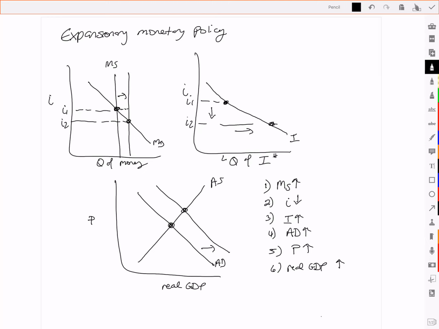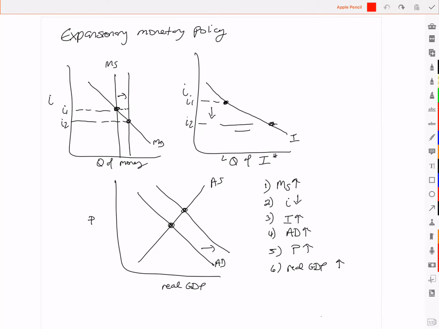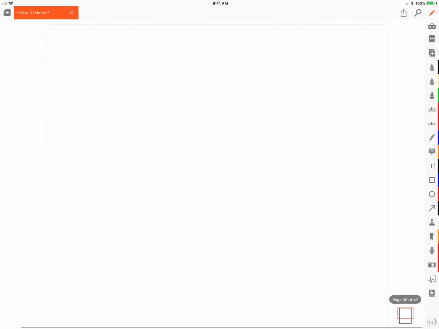So let's look at contractionary monetary policy. Let's create a new blank page here. So let's look at contractionary monetary policy. Again, we're going to need 3 graphs.